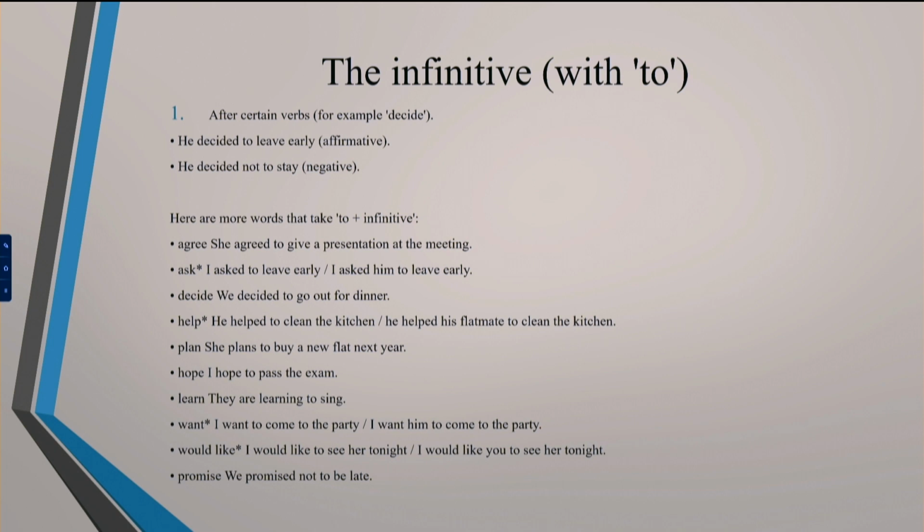Decide. We decided to go out for dinner. Help. He helped to clean the kitchen, or he helped his playmate to clean the kitchen. Plan. She plans to buy a new flat next year. Hope. I hope to pass the exam. Learn. They are learning to sing. Want. I want to come to the party. I want him to come to the party. Would like. I would like to see her tonight. I would like you to see her tonight. And the last one, promise. We promise not to be late.